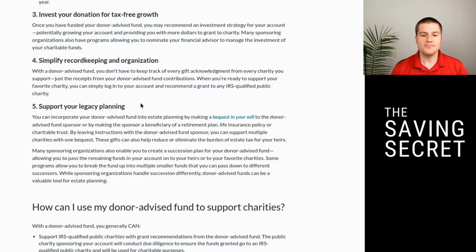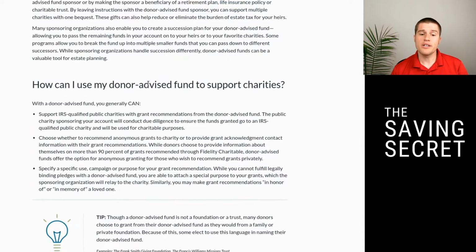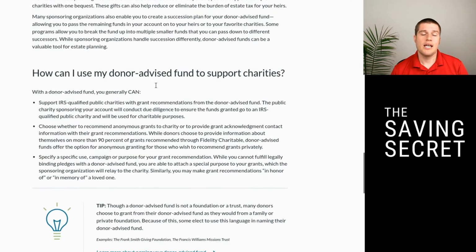Obviously you can support legacy planning, through estate planning. So there's a lot of different things. It can support lots of different charities. Fidelity has over 300,000 eligible charities that you can donate to. Again, it's 501(c)(3)s that you can donate to. And if you find a charity that is a 501(c)(3) that isn't on there, they have a vetting process that you can use to help add it to the extensive list that they already have.